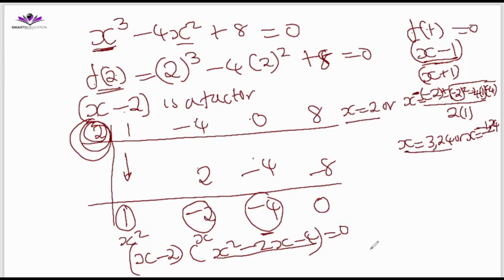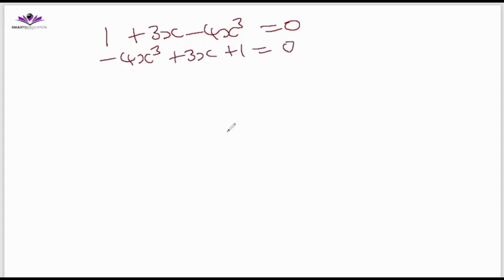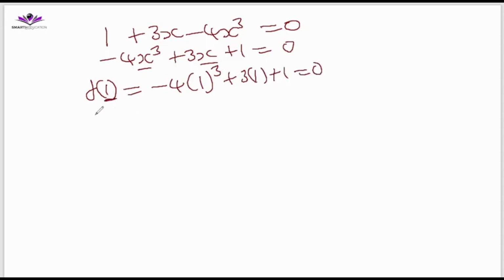Okay, let's just do the last one. Let's say we have this one, which is 1 plus 3x minus 4x cubed is equal to 0. Obviously we have to arrange this in standard form: negative 4x cubed plus 3x plus 1 is equal to 0. Again, find the numbers that will give you 0 if you substitute them into this equation. So 1 will give us 0. f of 1 is negative 4 times 1 cubed plus 3 times 1 plus 1, which is equal to 0. So 1 gave us 0, so it means x minus 1 is one of the factors.